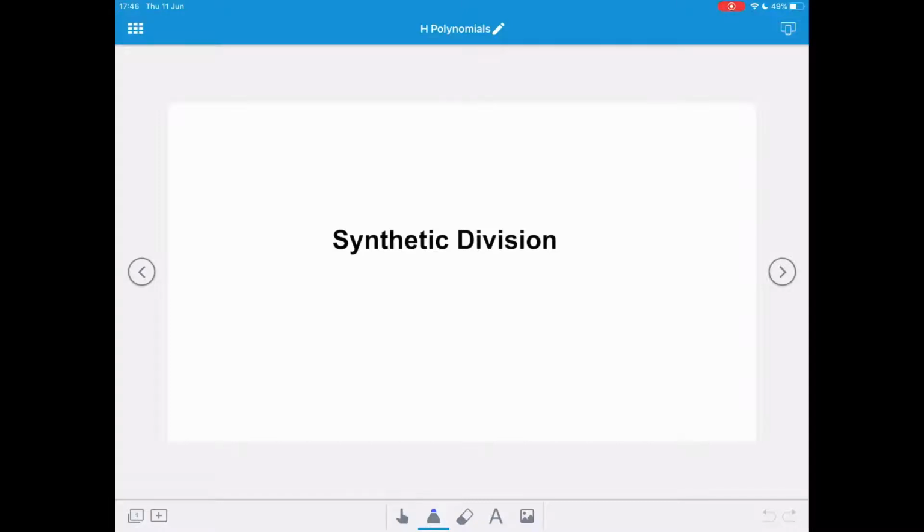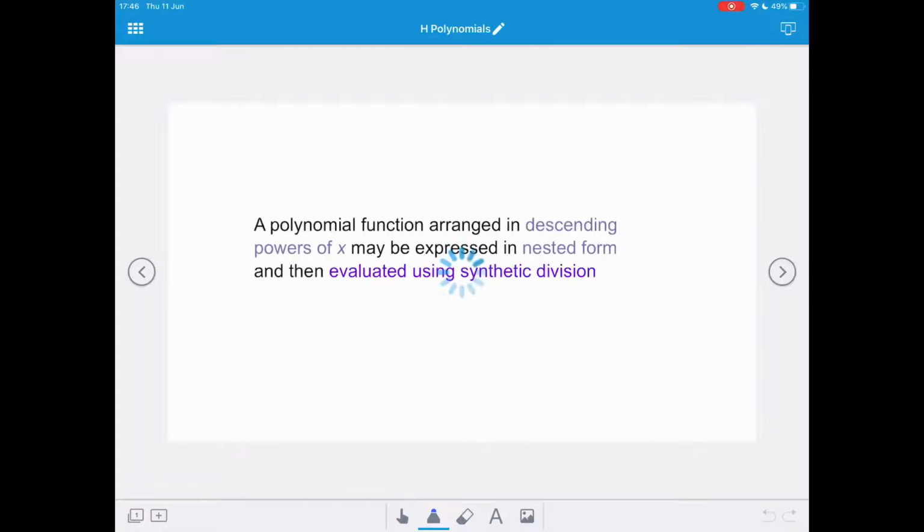Synthetic division. So a polynomial function arranged in descending powers of x may be expressed in nested form and then evaluated using synthetic division. Synthetic division is a method of performing long division with less writing, fewer calculations, and simpler arithmetic.